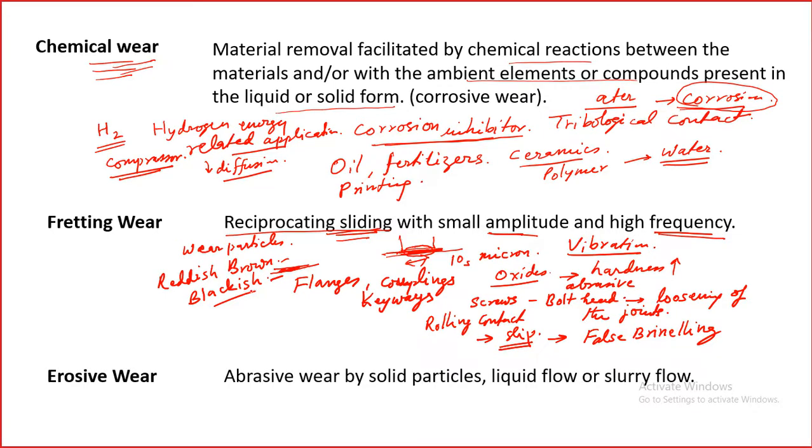Next is erosive wear. This is a kind of abrasive wear by solid particles, liquid flow or liquid droplets or slurry flow. The main thing in erosive wear is when the particle hits. So a particle may be like this and it hits the surface, because of the presence of high velocity air or liquid or in a slurry. It can also take place by liquid droplets. So even liquid droplets can lead to erosive wear.